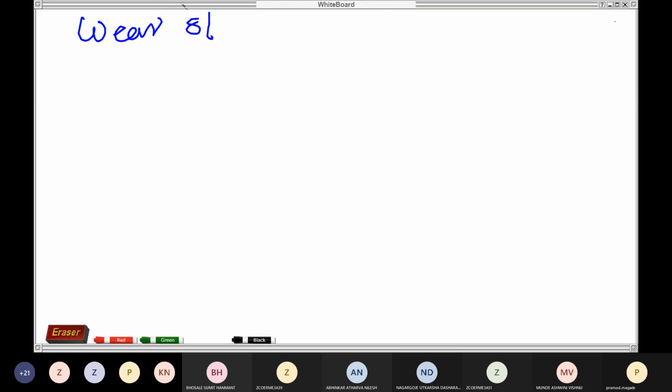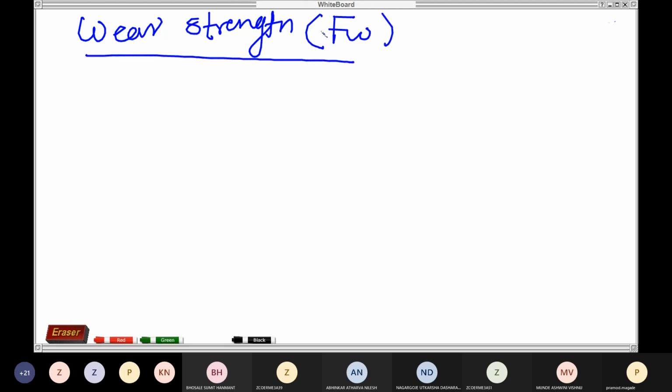Wear strength. So notation is FW. This will be called as a wear strength.